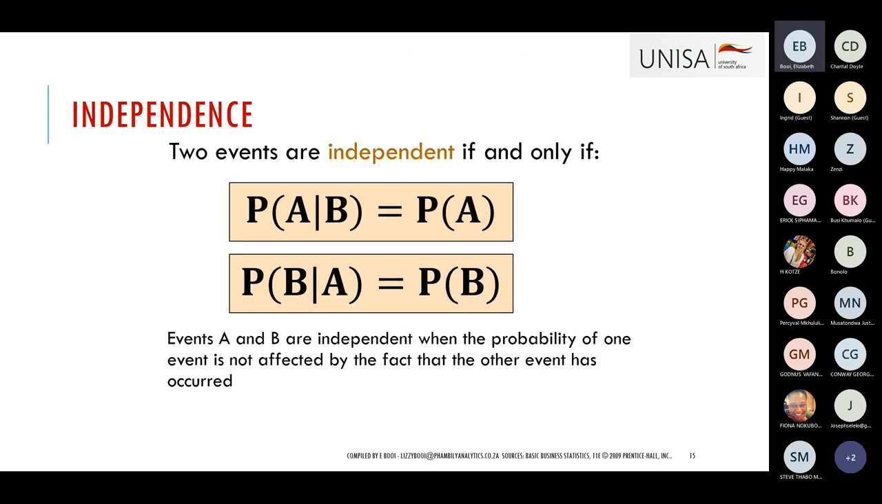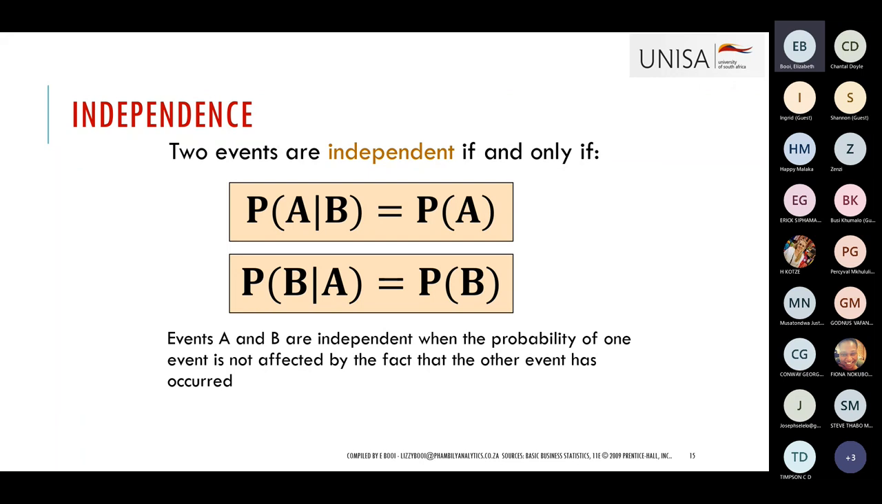If and only if A and B are independent, if they tell you that they are independent, or you can see that they are independent, then the conditional probability of A given B will be the same as the probability of A, and the conditional probability of B given A will be the same as the probability of B, because the given event has no bearing on the probability that you are looking for. They are independent, so they do not influence one another.